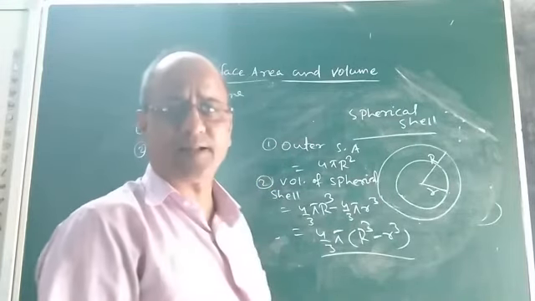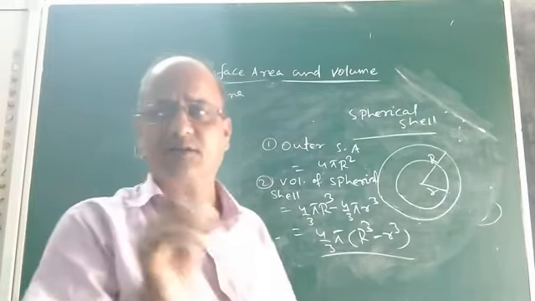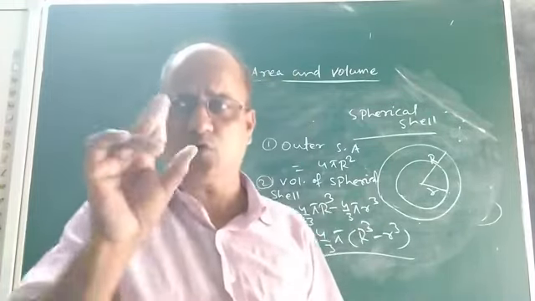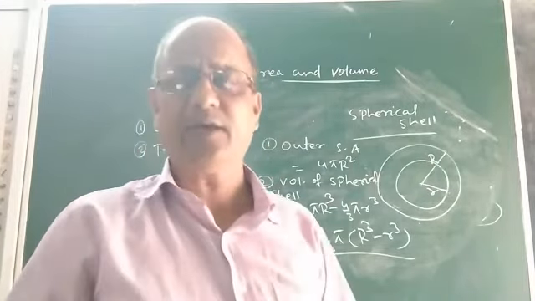The inner surface area of a spherical cell will be 4 pi small r square. Our spherical cell consists of 2 solid spheres, namely outer and what? Inner.